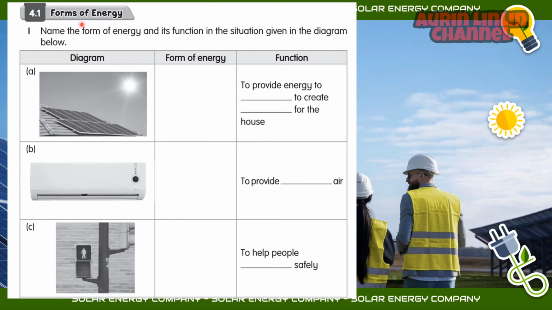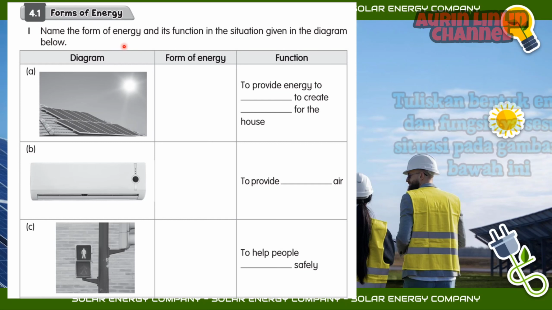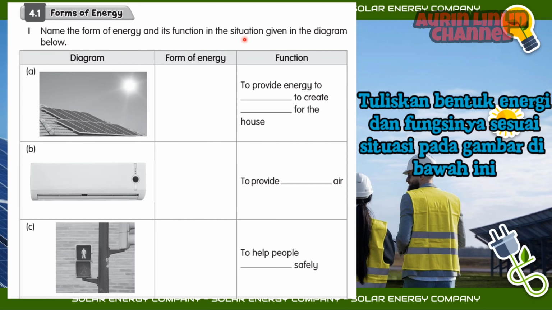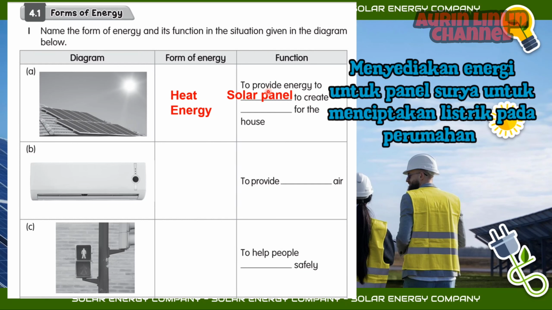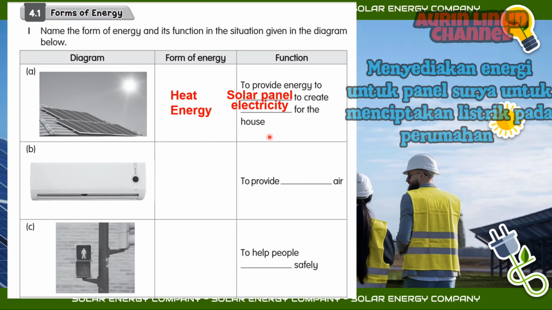Part 1. Forms of energy. Name the form of energy and its function in the situation given in the diagram below. Picture A. The form of energy is heat energy, and the function is to provide energy to solar panel to create electricity for the house.